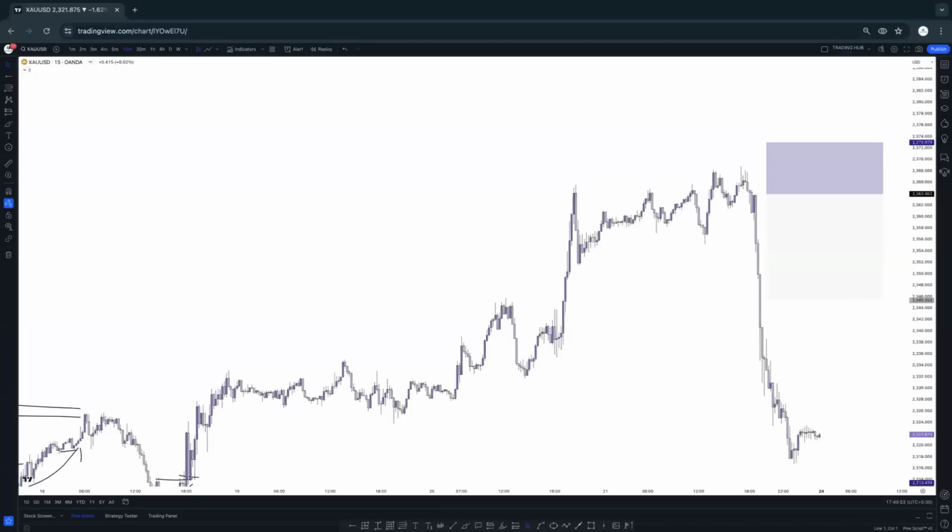So you can use daily liquidity, session liquidity. There are multiple types of liquidity available in the market, but you need to use the one which is the most high probability liquidity.